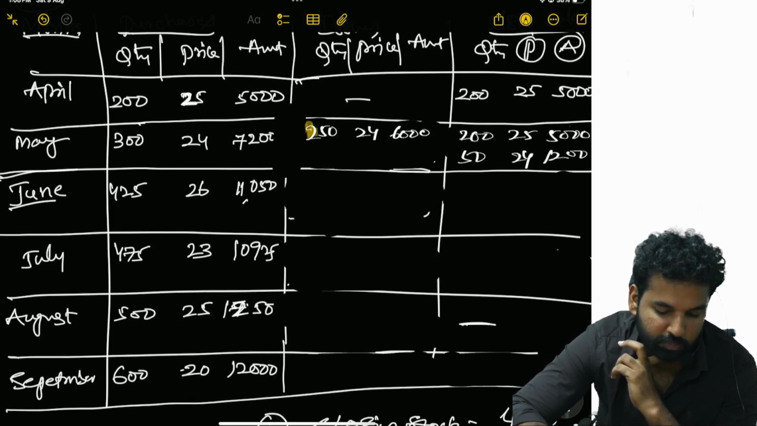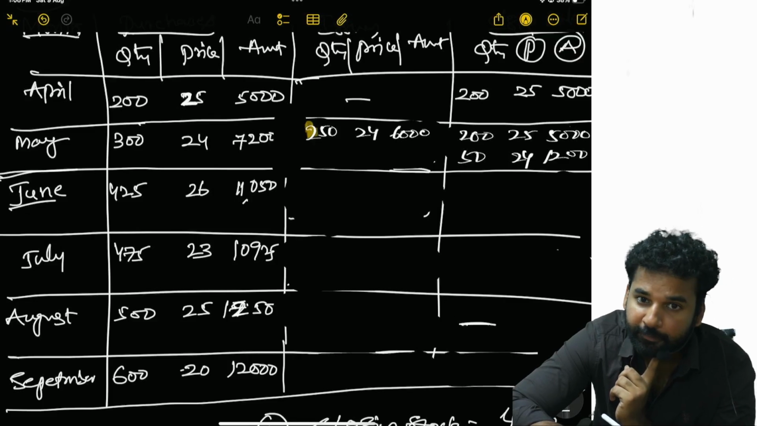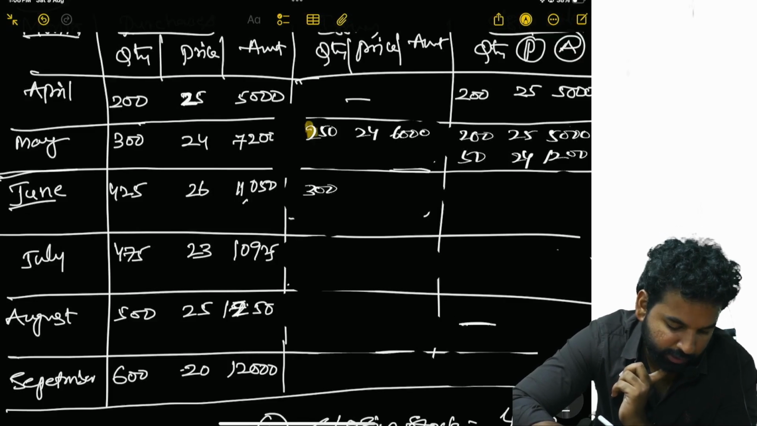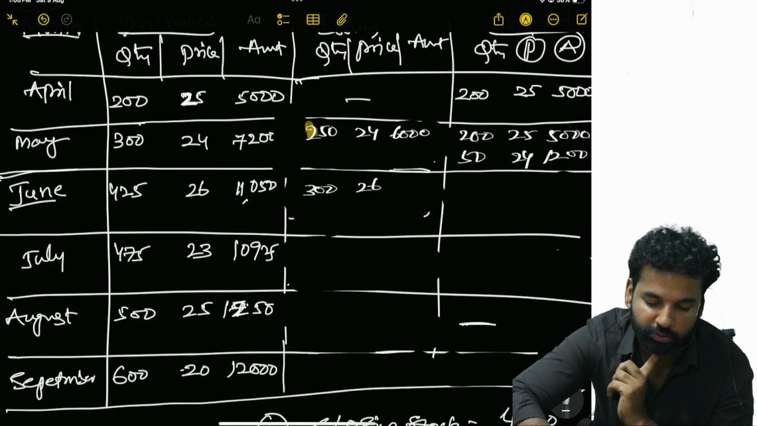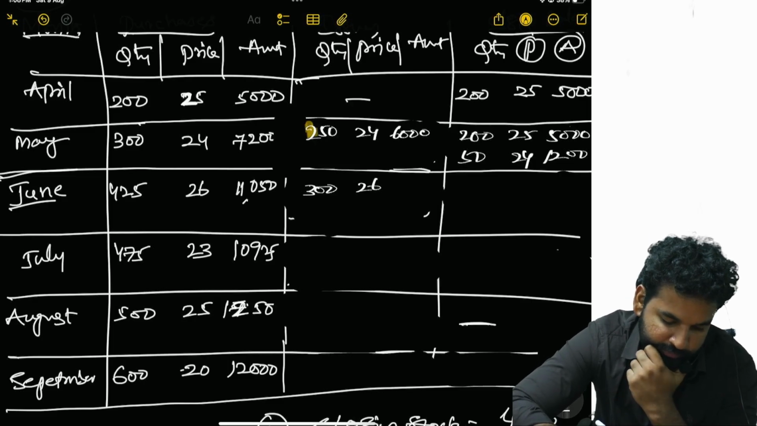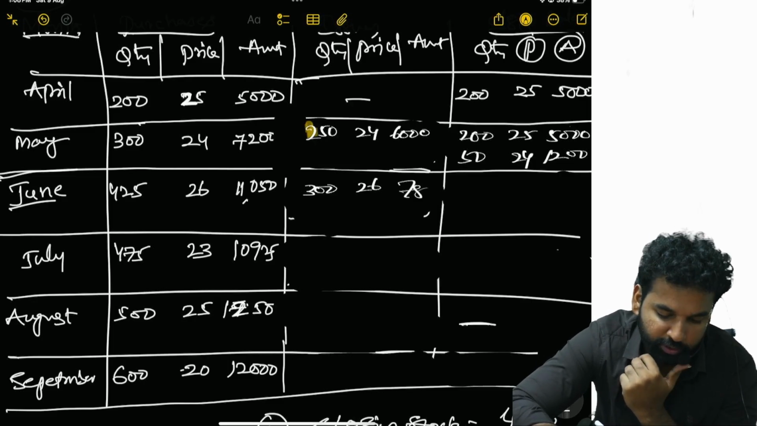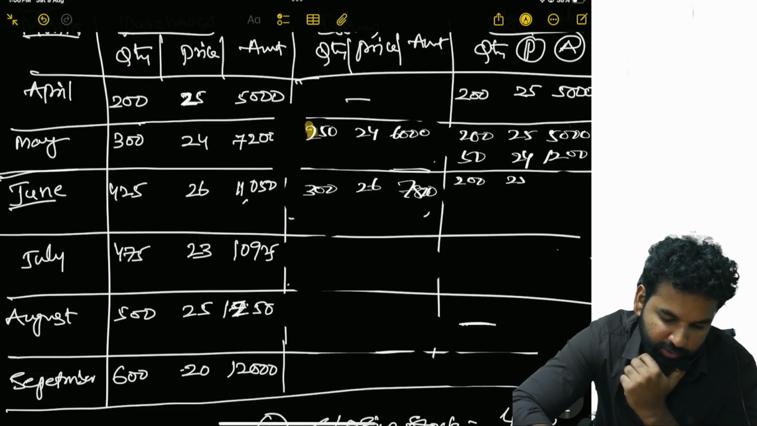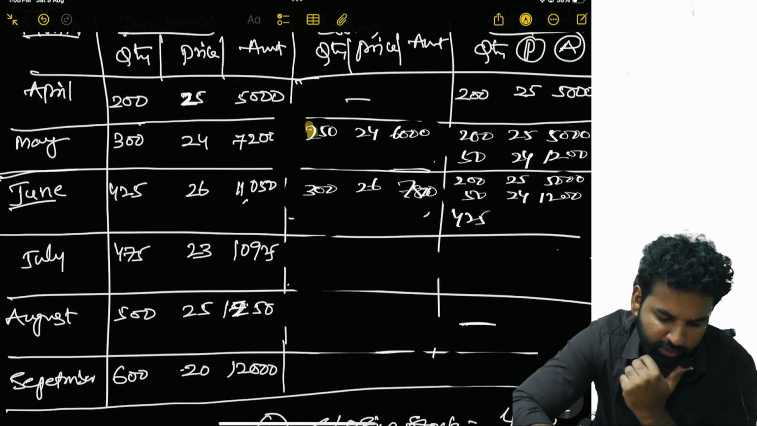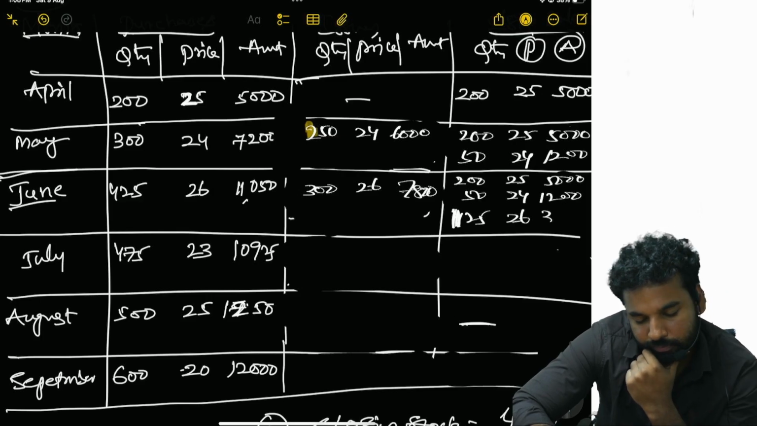Next 425 units are purchased. Correct? What is the issue? 300 issue. So 300 of 26 will be issued. Now how much? 7,800. Okay. So remaining 200 of 25, 5,000 will be there. 50 of 24, 1,200 will be there. Correct? Out of 425, 125 will be remaining of 26. How much? 3,250.